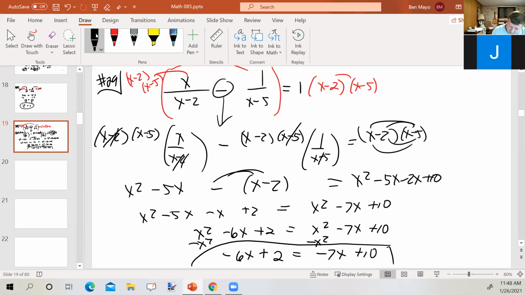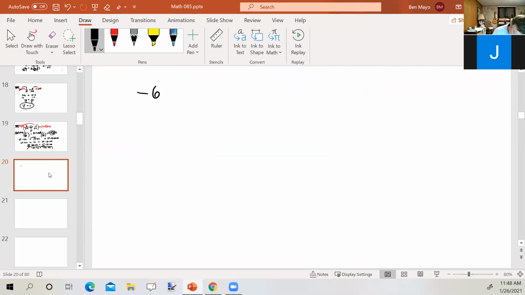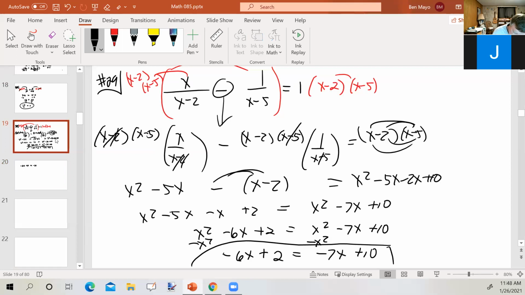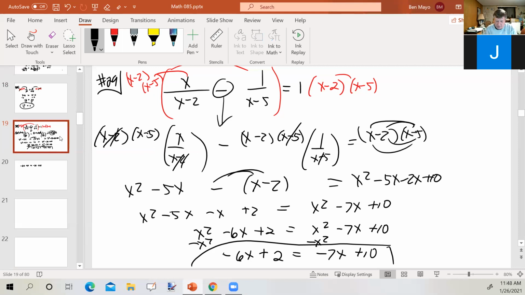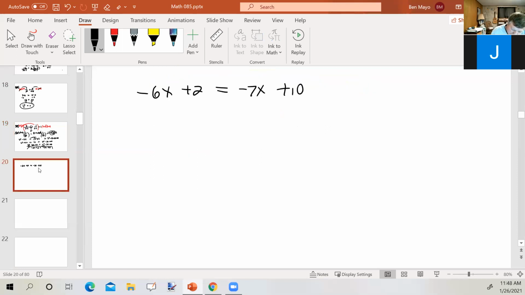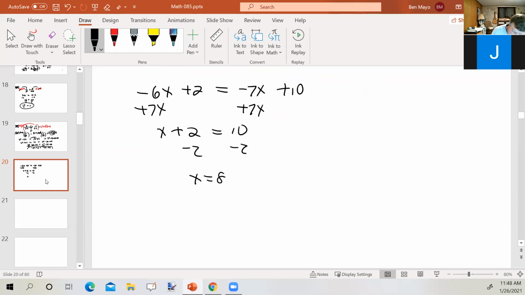I'm going to take that and copy it on the next page. Negative 6x plus 2 equals negative 7x plus 10. I'll put that back up there for a minute if people are still looking at it. So now, let's see, I'm going to add 7x to both sides, and I get x plus 2 equals 10. Subtract 2, and x equals 8, which is the correct answer.